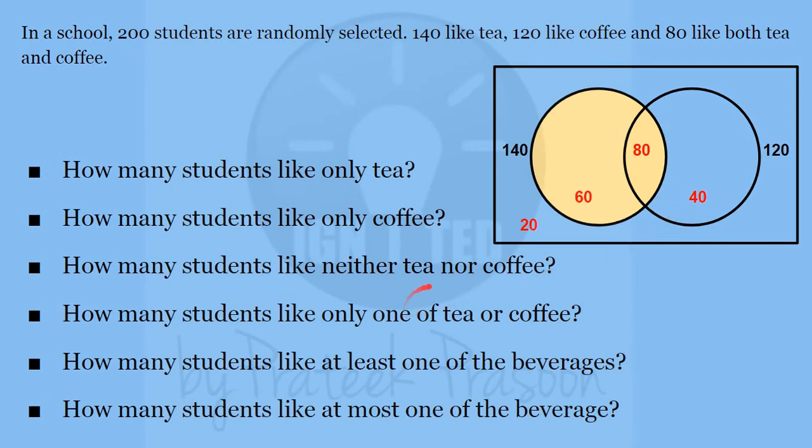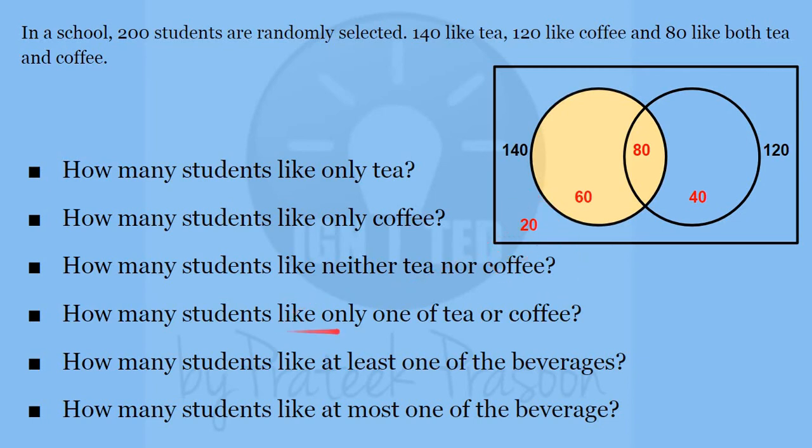How many students like neither tea nor coffee? If these many students like tea, these many coffee, and these many both of them, then we can add them up to get the whole area of students liking tea or coffee. So it will come out to be 180. We will subtract 180 from 200 because the total number of students is 200. So we will get 20. So 20 of the students neither like tea nor coffee. That is here, outside the figure we have written 20.